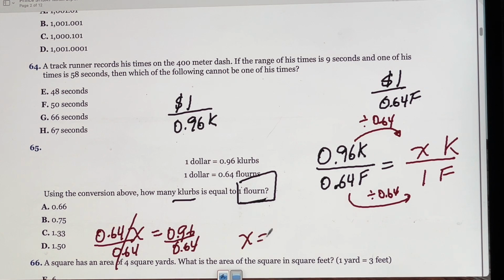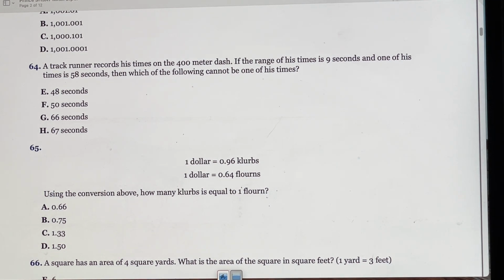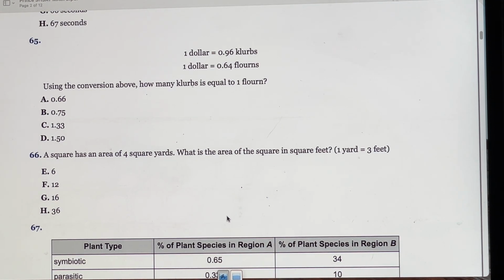So X, which is our K, equals 0.96 divided by 0.64, and that equals 1.5, so when you have one flour, you get 1.5 clurbs. I don't know why they have to make the names so weird. 65, we just did.